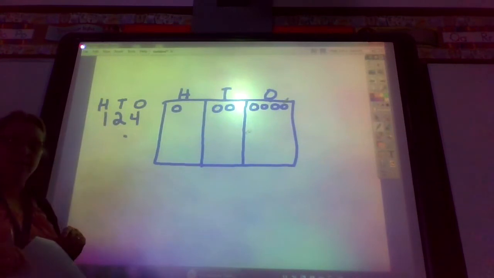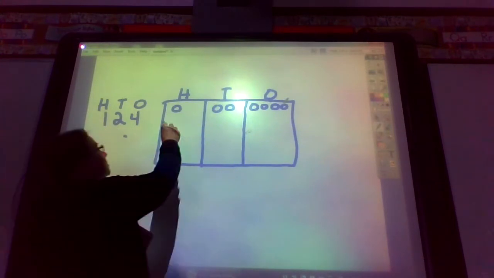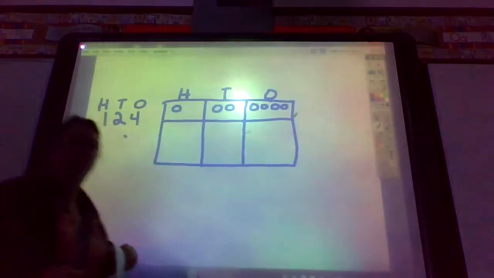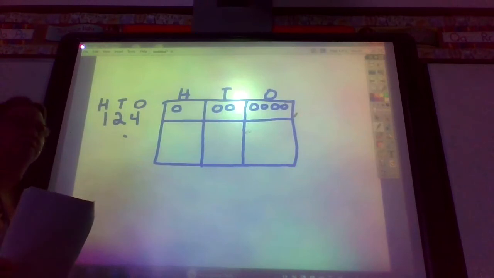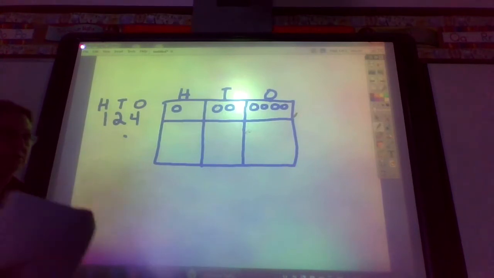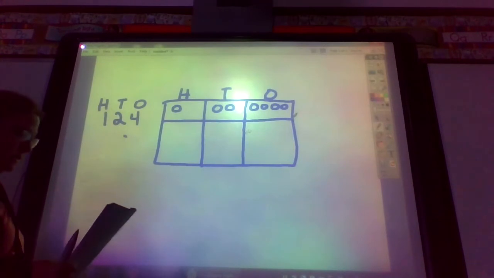Okay? Now I want you to draw a line under it like this. So we're going to use the same chart to do the next number. So fix your chart so it looks like this. You can make your chart bigger so that we can put more than one number in it.